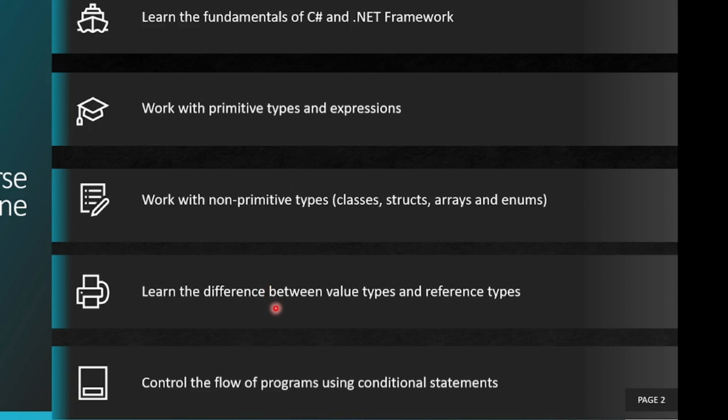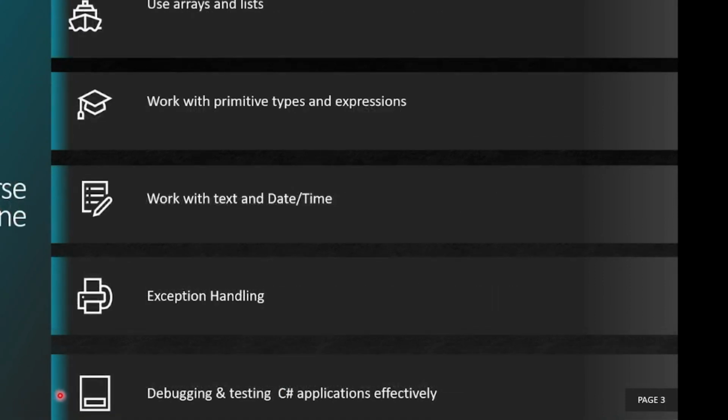Then on the next section, I will talk about control flow using conditional statements. You're going to start writing simple C# programs after that. In every section, you're going to learn something new about C# and you get to write more interesting programs. Then I will show you how to use arrays and lists. Then we will learn how to work with primitive types and expressions. Then we will have a section on working with text and datetime objects.